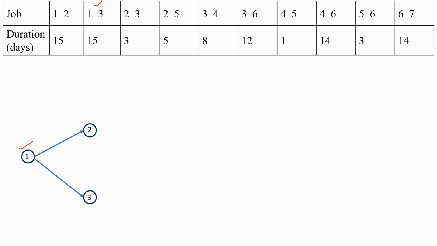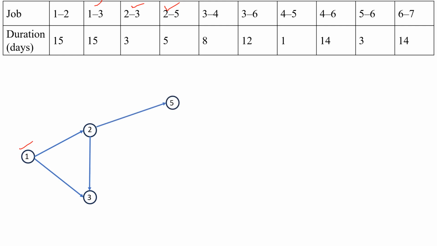Next is activity 2 to 3 and 2 to 5. So from 2 to 3 you have to draw one activity. Already event 2 is there, 3 is also there. Then you have to draw from 2 to 3. So this is the activity 2 to 3. Similarly you have to draw the 2 to 5. So this is the activity 2 to 5.